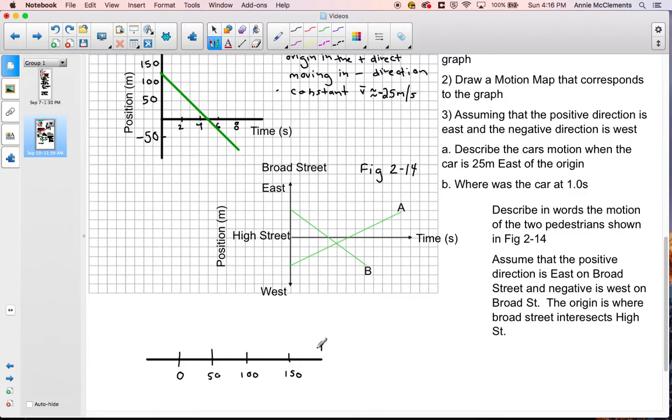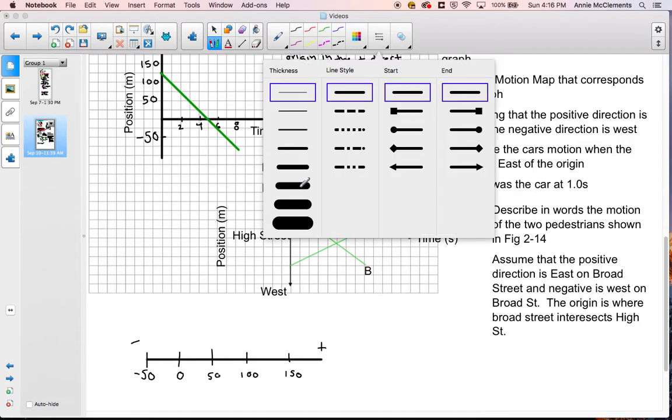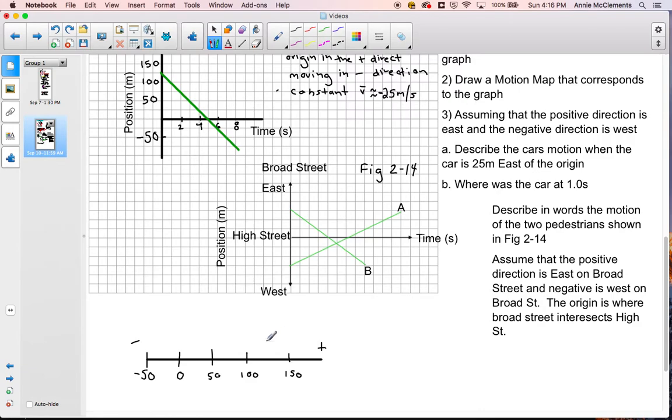Right, remember to give an indication of what directions you're talking about. That's going to be my positive direction. Then we'll have negative 50 down over here on the other side. Okay. Remember, with your motion map, each particle is 1 second. So each dot I make is going to be 1 second. So this first dot here is going to be time 0. At time 0, we've said that the car is at 125 meters from the origin, positive. Okay.